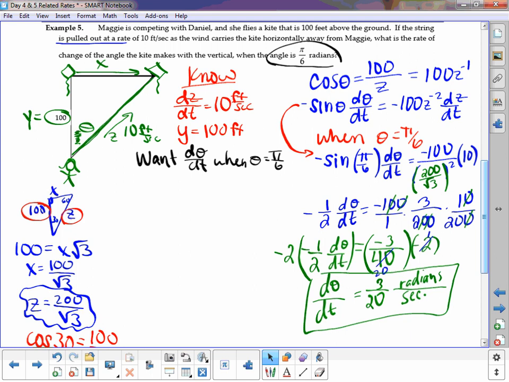Remember, dividing by a fraction is the same thing as multiplying by the reciprocal. Well, because you have 200 over root 3 squared, so that gives you 200 squared over 3. And then that's what we multiplied by the reciprocal of here. I'm not sure. I'll come to you and take a look in a moment.